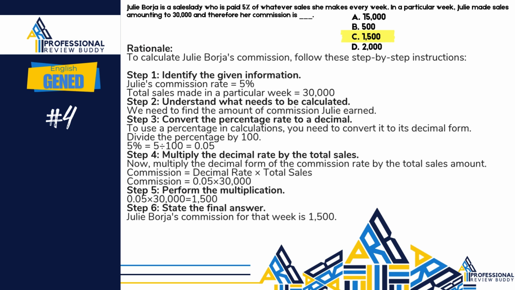Step 5. Perform the multiplication. 0.05 times 30,000 equals 1,500. Step 6. State the final answer. Julie Borja's commission for that week is 1,500.